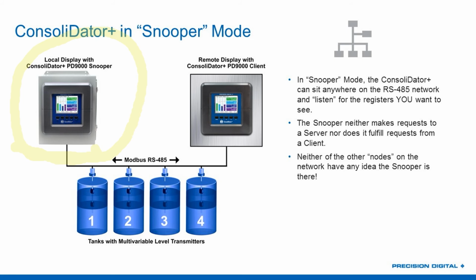But the folks in the control room still get all the information they requested. And so this comes up a lot. People have asked me over the years, can I have two masters on the bus? Can I have two masters so I can look at the same information in two different places? The answer is technically no, you can't do that. That's breaking the protocol. But with the snooper, you're essentially doing that.